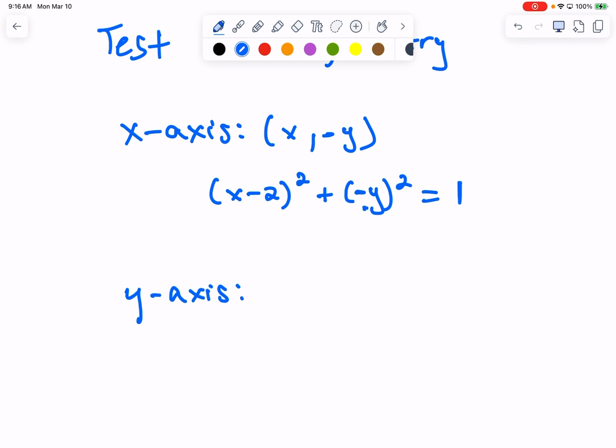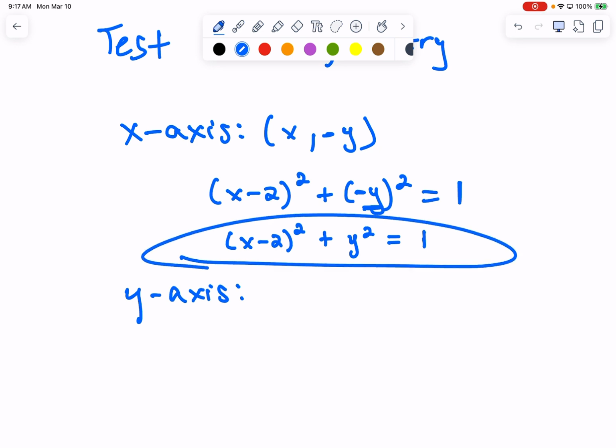So what happens when you square a negative? So (x minus 2) squared stays the same. If I square negative y, it becomes positive y squared. My question is, is this the same as the original equation? Is that exactly the same as the original? So then the answer is yes, it is symmetric to the x-axis.